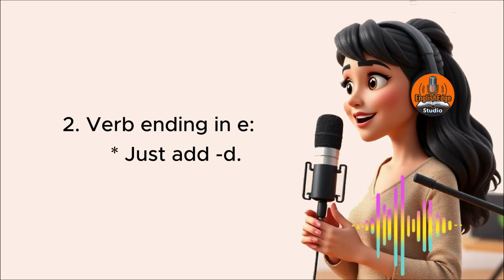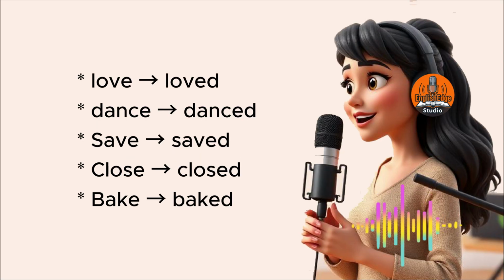Verb ending in E, just add D. Example, love becomes loved, dance becomes danced, save becomes saved, close becomes closed, bake becomes baked.